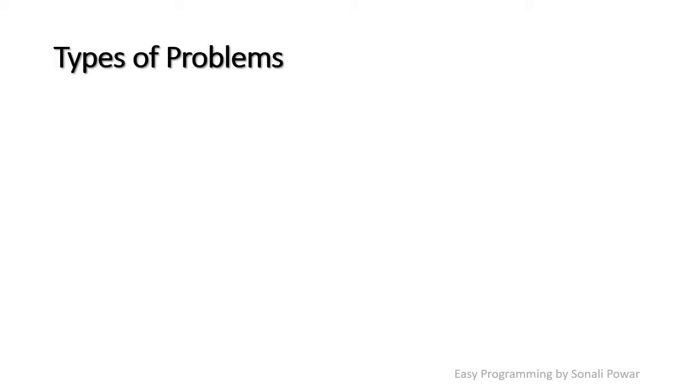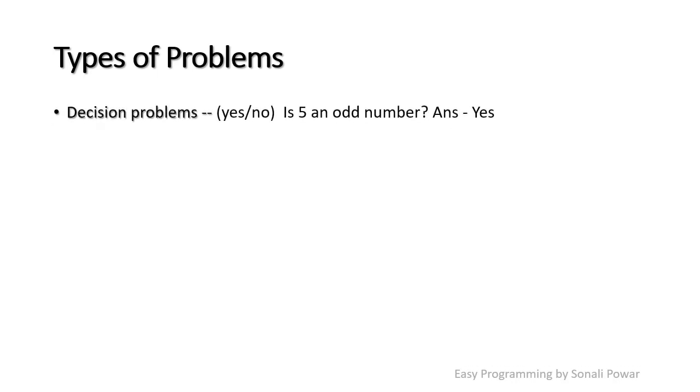Problems are classified into different types, such as decision problem, the problem whose answer is in the form of yes or no. Such types of problems are called decision problems. For example, is 5 an odd number? The answer to this question is yes. So this problem comes under the decision problem.